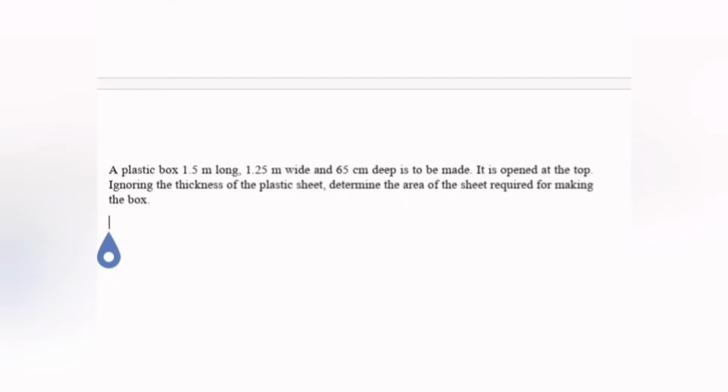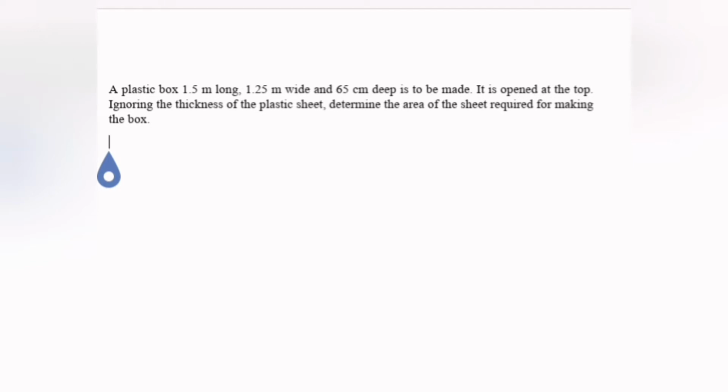So let's start. A plastic box 1.5 meter long, 1.25 meter wide and 65 centimeter deep is to be made. It is open at the top. Now, ignoring the thickness of the plastic sheet, determine the area of the sheet required for making the box. For doing the sum, we have to find the lateral surface area and the base area. Okay, so let us start.